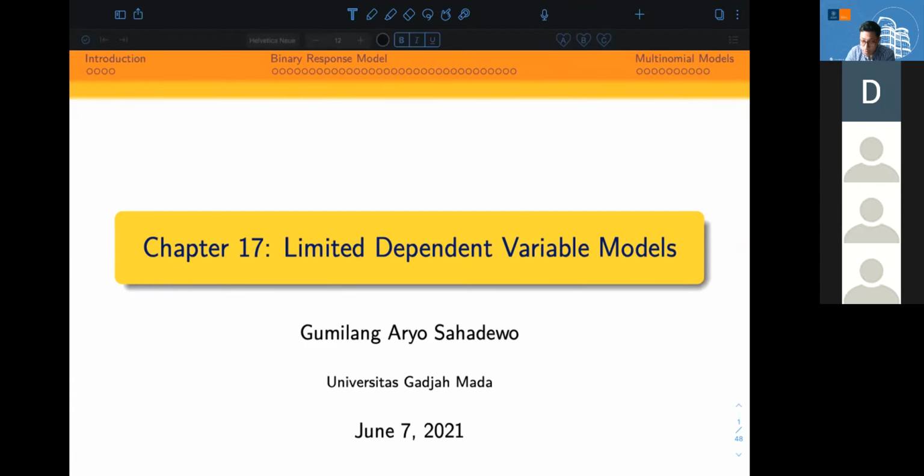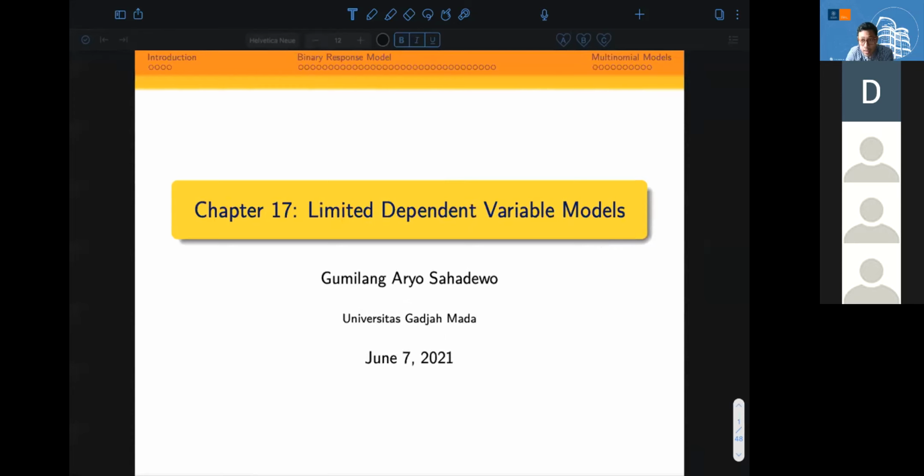Okay, so I'm going to start our last chapter for the semester. It's been a long semester, and I think we've learned a lot, hopefully, in terms of econometrics data analysis, not only in terms of the theory, but also on the practicalities of econometrics.